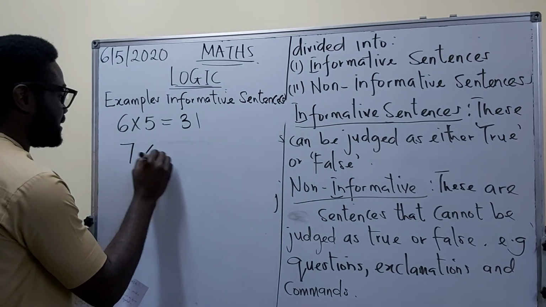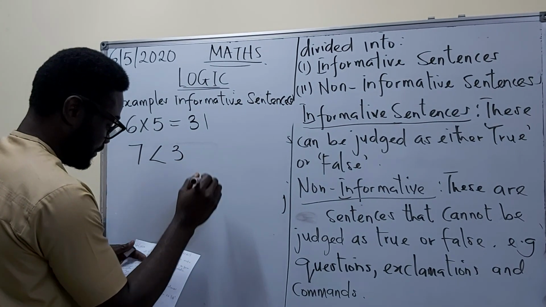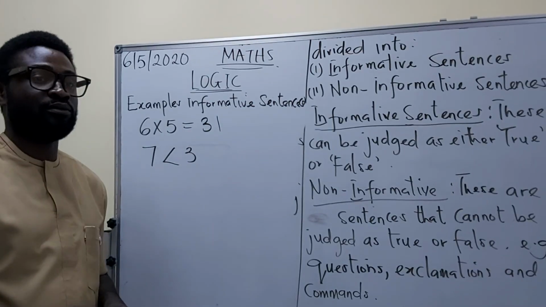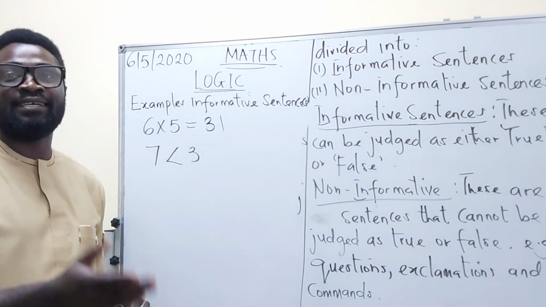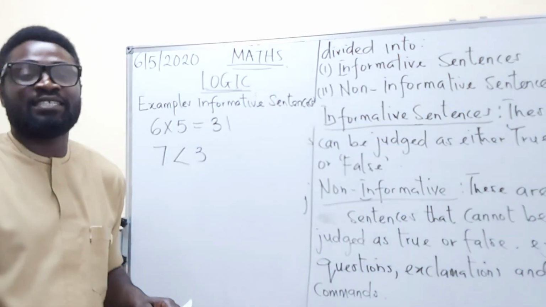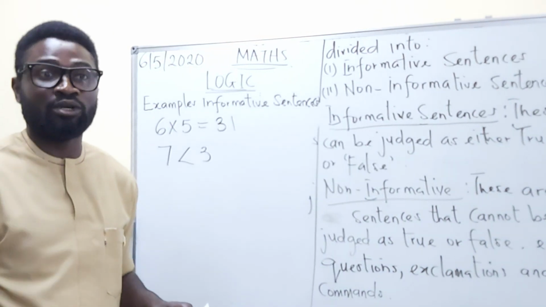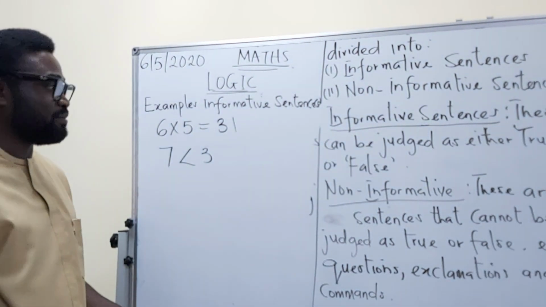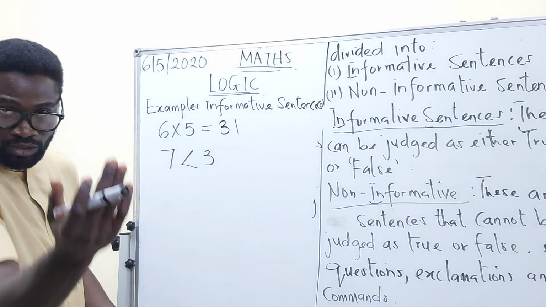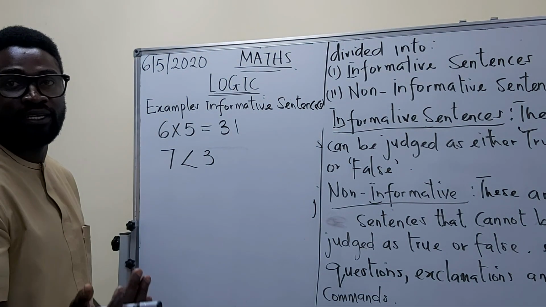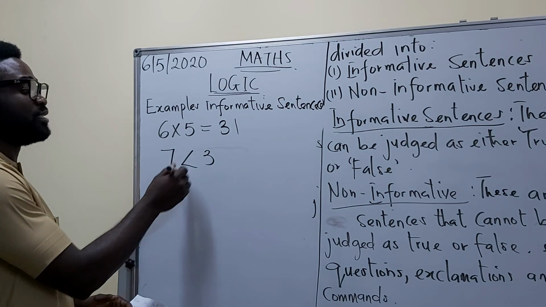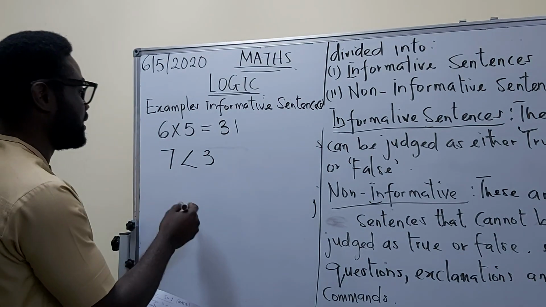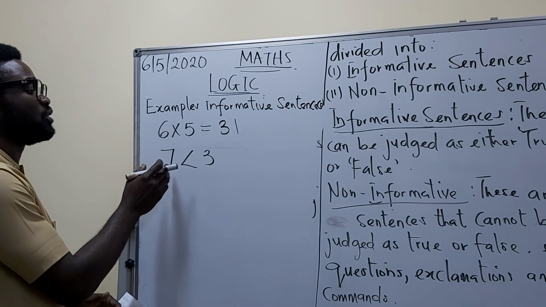Now look at it. 7 is less than 3. Yes, it's a statement. If I tell you, for example, your brother is taller than you, it's a statement. Either you agree that it is true or you tell us it is false. So when we say 7 is less than 3, yes, it's a statement and it's informative. You can deduce or get information from it. So you need to tell us if this is true or false based on your knowledge. Now you can see this is the less-than sign between 7 and 3.